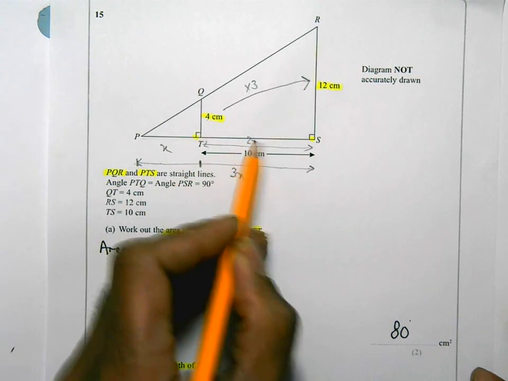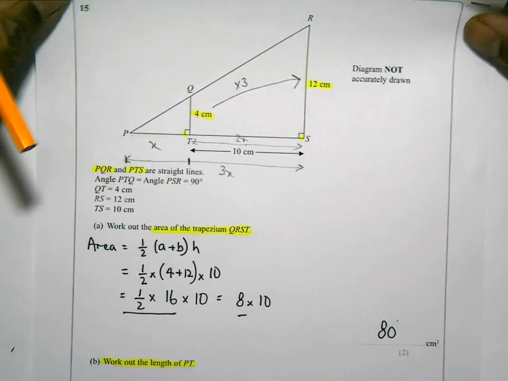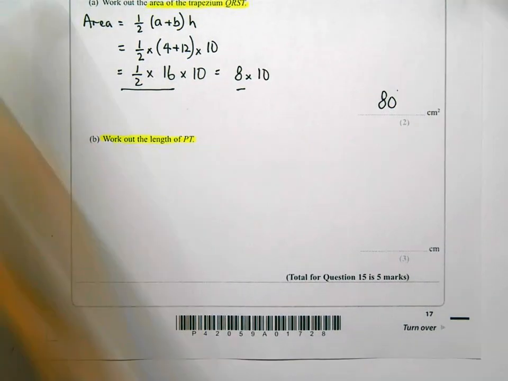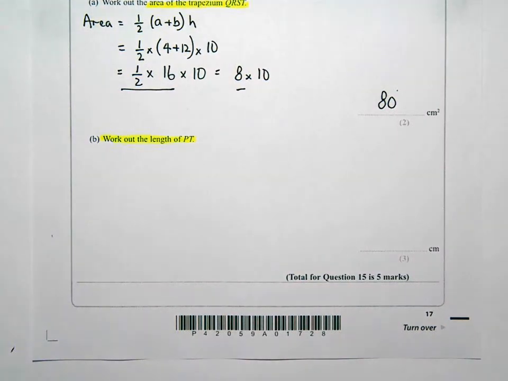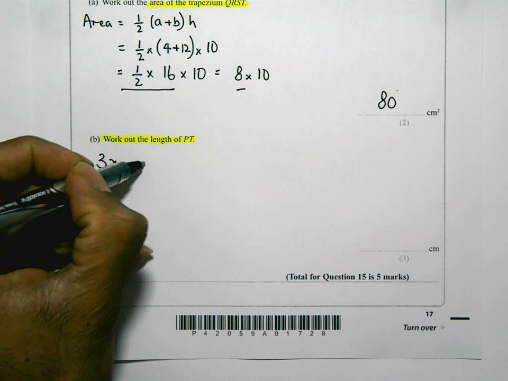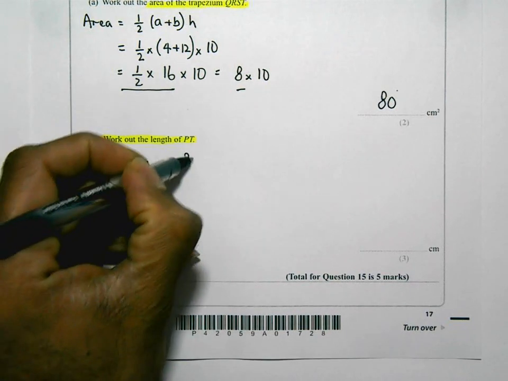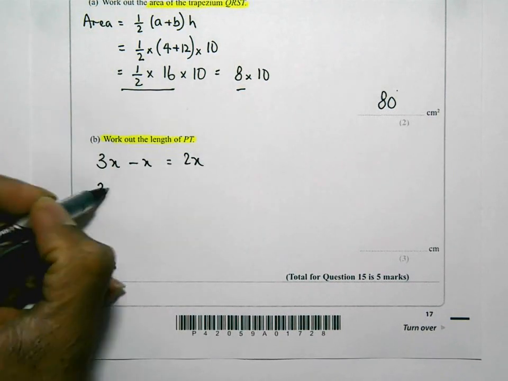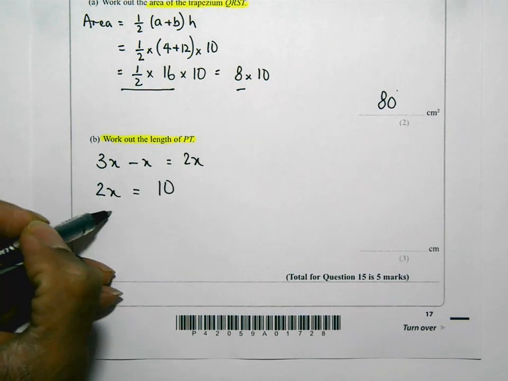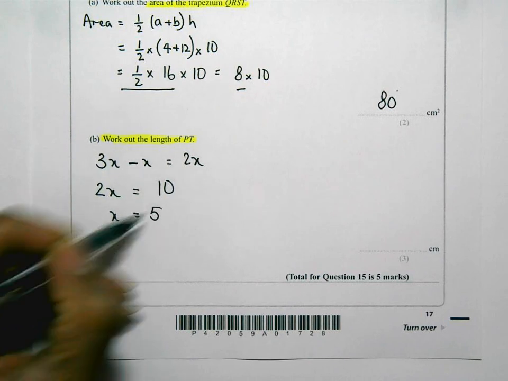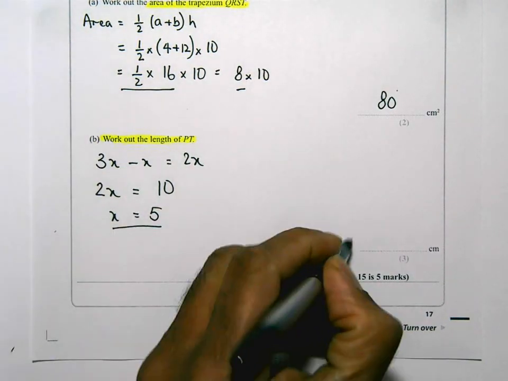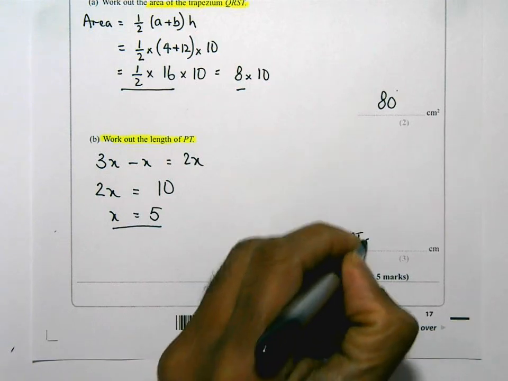So the workings I'm just going to show down here. And this is pretty straightforward. And if you're doing it on your question paper, you should be able to see this. But that's 3x. If I take away x, that just leaves me 2x. And we could see that that distance, 2x, is the same as 10. So what that tells me is that x must be 5. And remember, we said that x was the length of PT. So that means PT is going to be 5 centimeters.